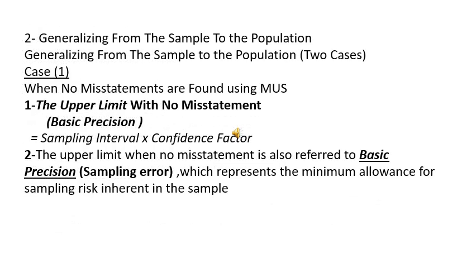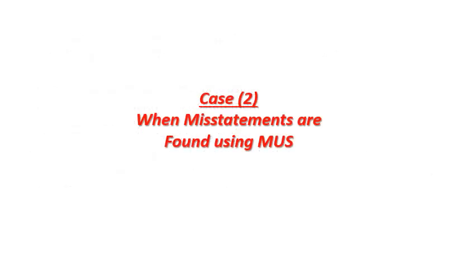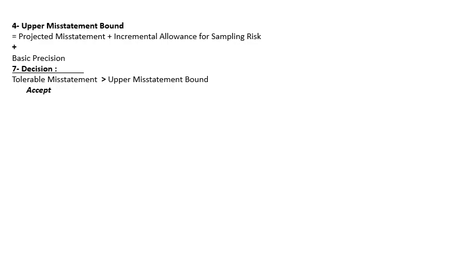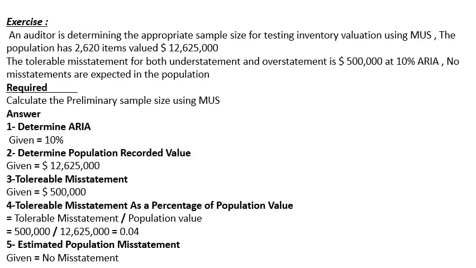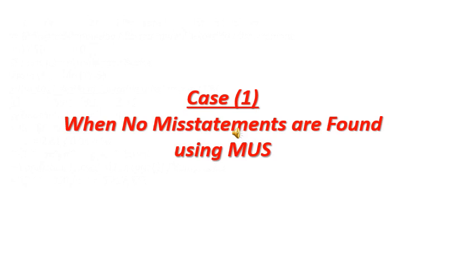There are two cases in MUS. First case, when no misstatements are found in the sample, you must use the basic precision, which equals the sample interval times the confidence factor at zero misstatement level. Case 1, no misstatement when the auditor is using MUS.